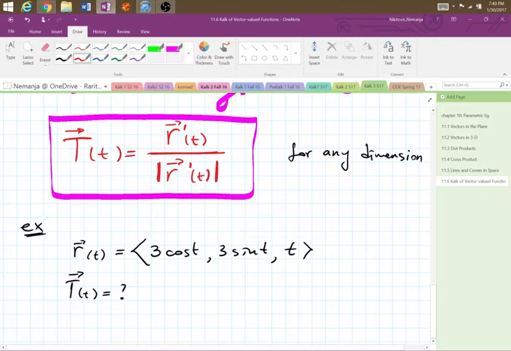You hopefully all remember the formula for magnitude, right? Because that's what we need in the denominator. So figure out r prime first, derivative component wise, then the magnitude, then put everything together.